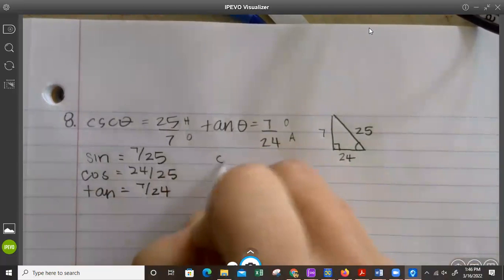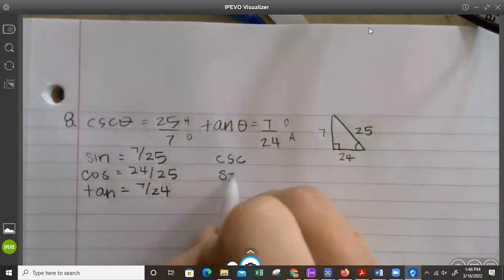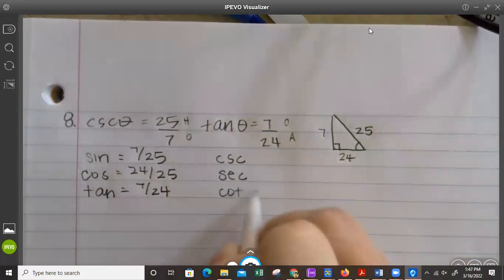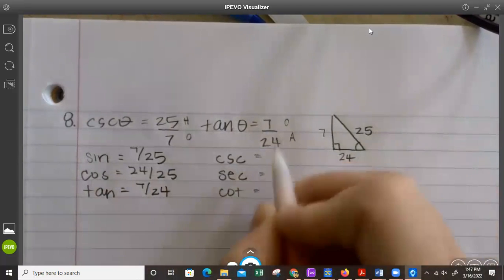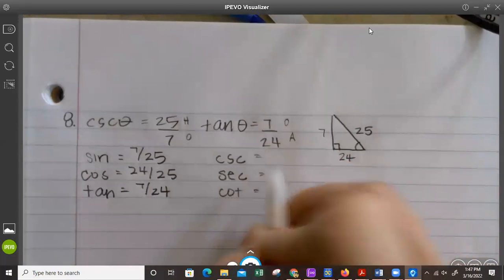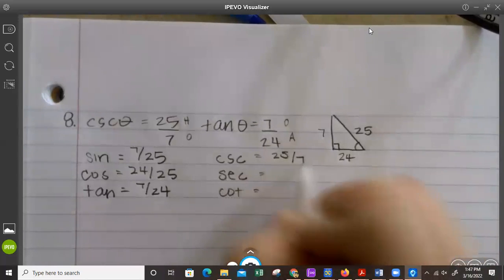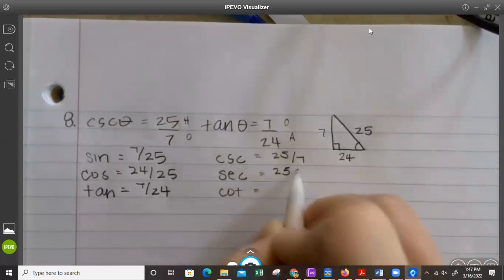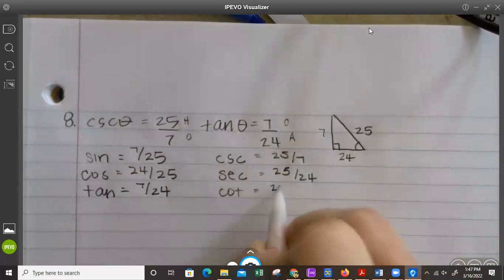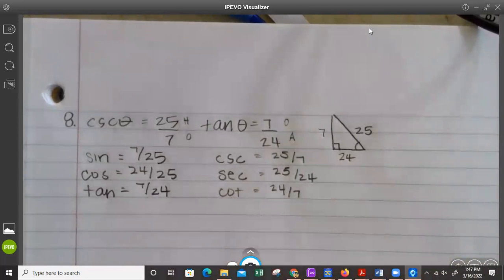Then remember, you're going to switch them. Cosecant, secant, and cotan. You're just going to flip them over. So cosecant, 25/7. Secant is? And cotan. So once you get the first one, the second one's really easy.